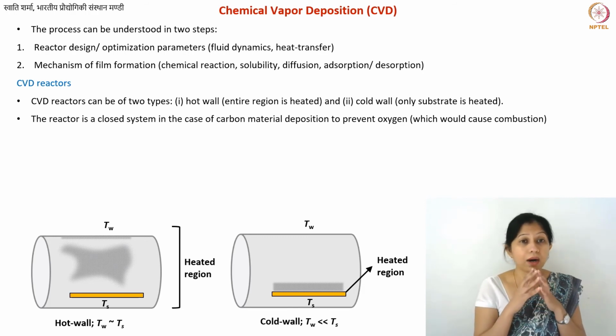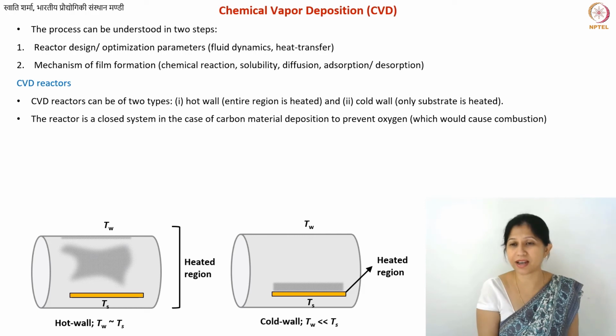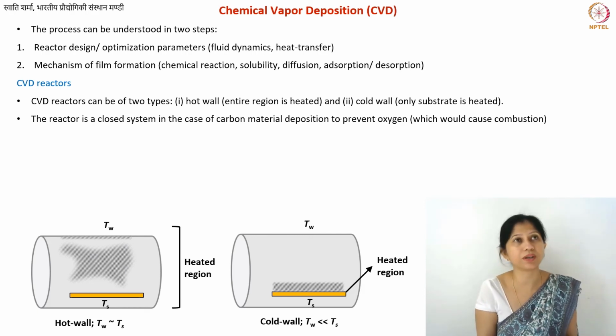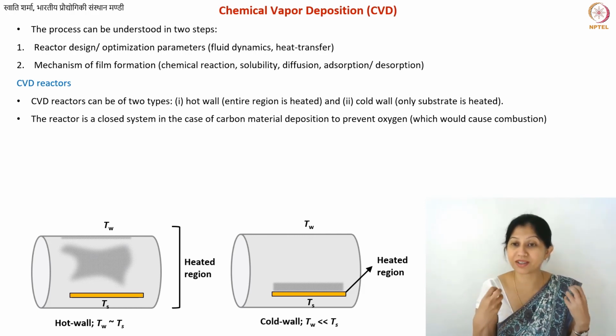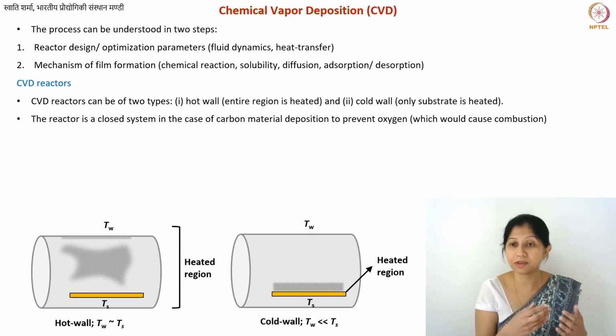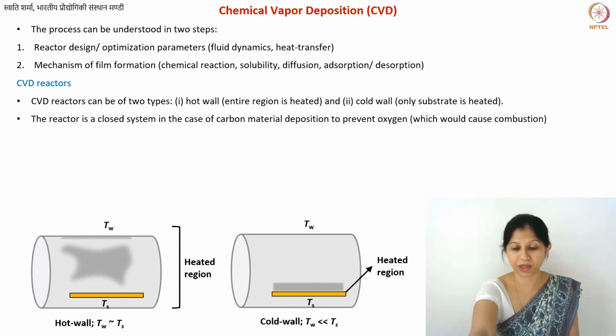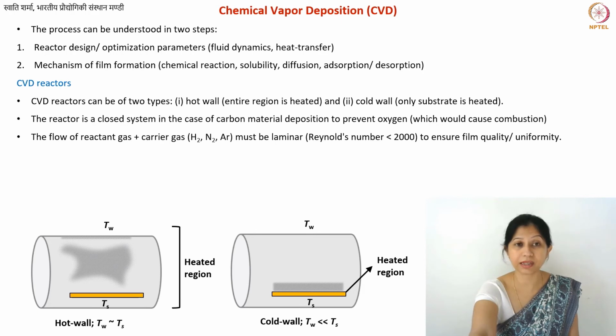Okay. Now there are also closed and open CVD chambers. But in the case of carbon materials, you will essentially have closed chambers. Open chambers, you can imagine, will enable oxygen to go inside. That would cause burning of our carbon species. So whenever we are doing any carbon material manufacturing, we want to prevent the leakage of oxygen inside. So you'll typically have closed chambers in the case of carbon related materials.